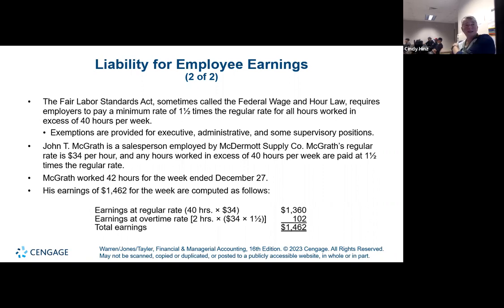Some companies may, in addition to that requirement for over 40 hours, decide that you get paid overtime for anything over 8 hours in a given day, regardless of how many hours you work that week. Some companies may also pay something like double time for working on a Sunday or on a holiday.